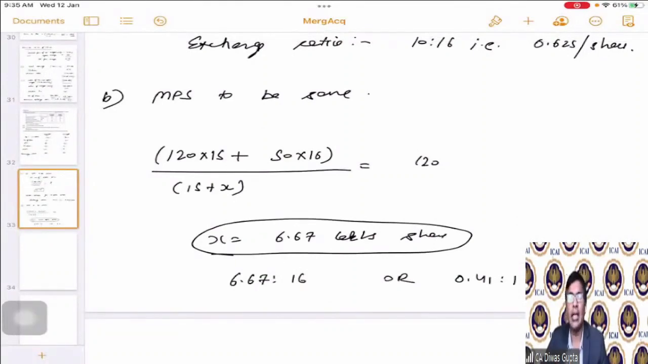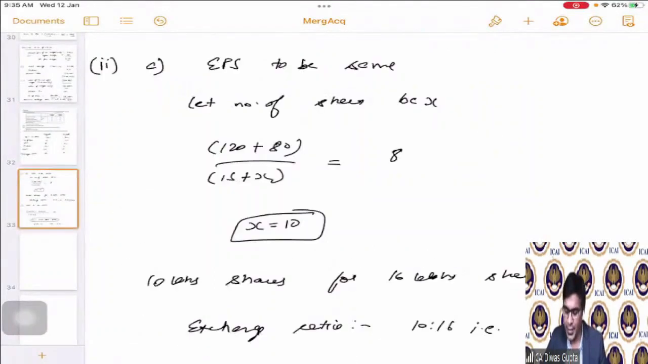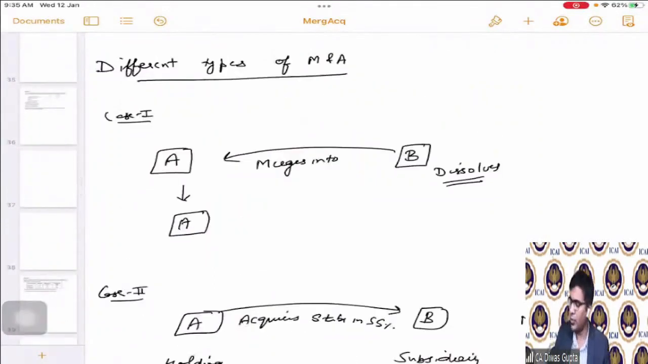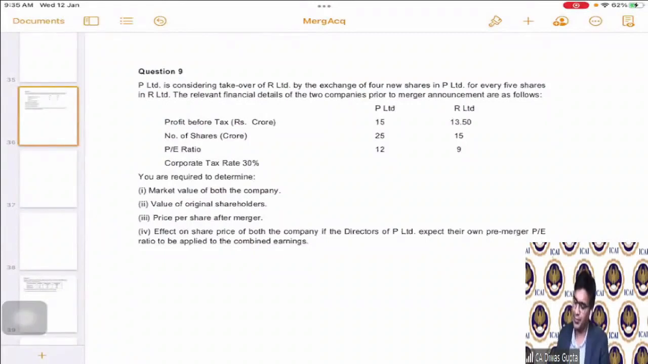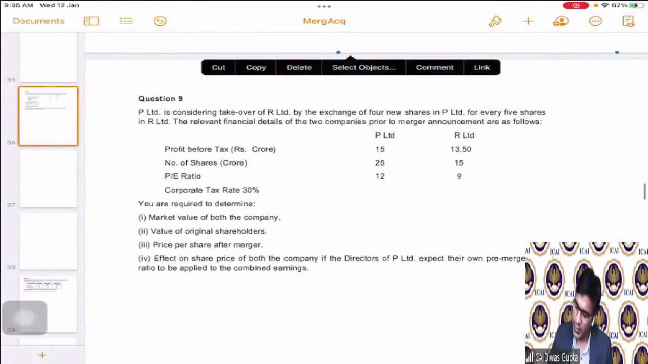In the first part, we have taken the EPS to be the same. In the second part, we have taken MPS to be the same. Simple. It is simple mathematics. So question number 8 is done. Then let's come to question number 9. Let me increase the size a bit.